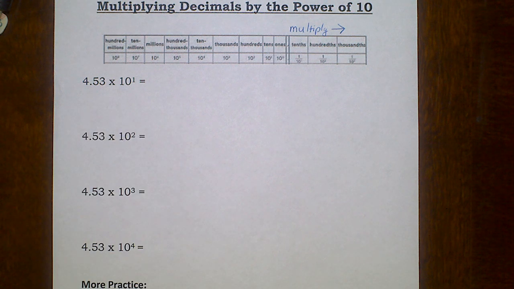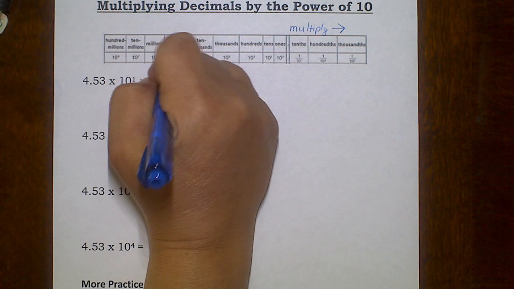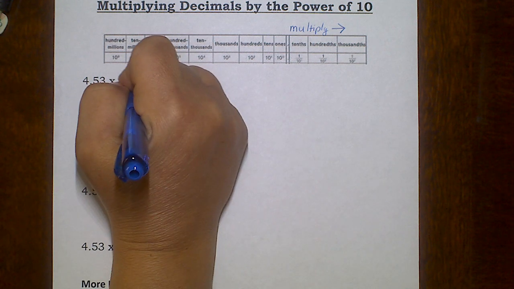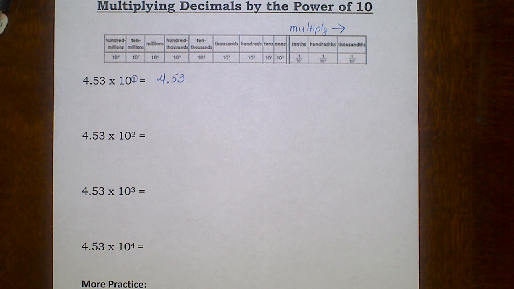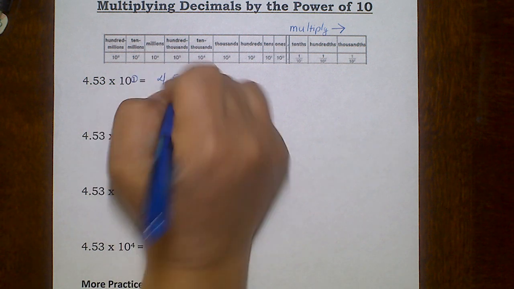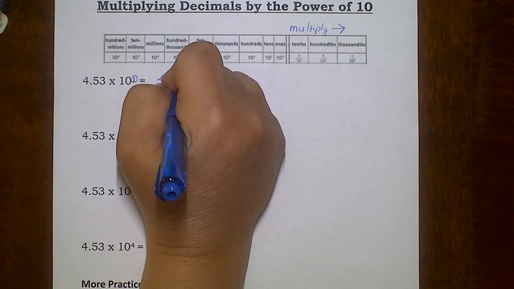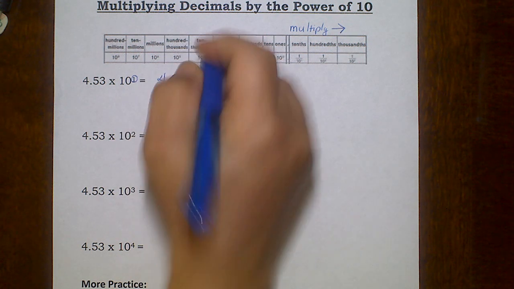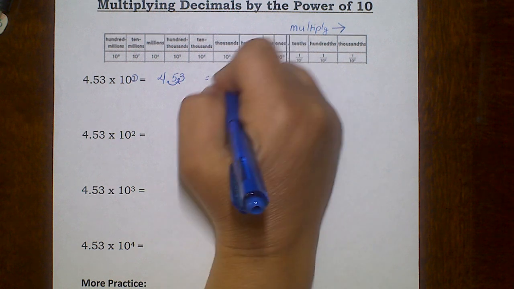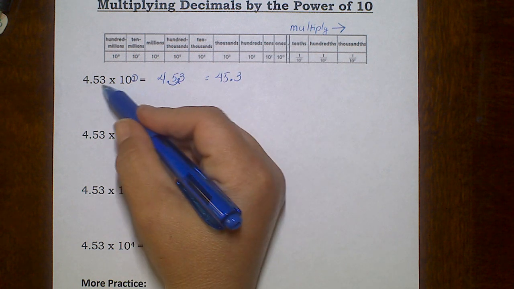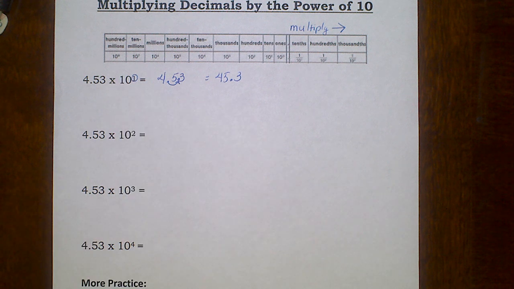So let's do the first problem together. 4 and 53 hundredths. I always suggest you first rewrite the decimal. And I use this as a trick to tell me, well, how many times do I move the decimal? 10 to the first power means I move it once and I'm moving to the right, so I move this direction and I make my decimal point there. So this is actually equal to 45 and 3/10 because I multiplied it by 10, the decimal point moved once to the right. So the answer to the problem is 45 and 3/10.